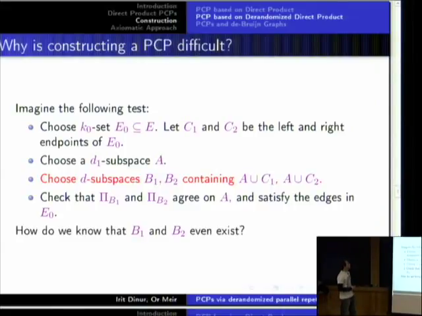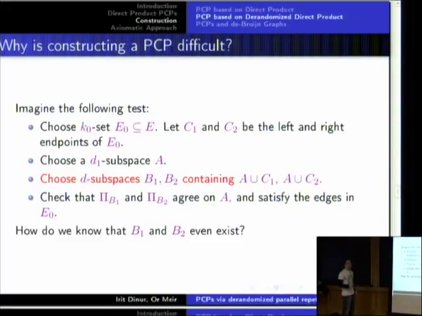Okay, so how do we overcome this problem? Then we have two steps now. First, I will show that if the original graph has some nice linear structure, then we will be able to choose the set of edges and the sets of endpoints in a way that they will be linear spaces, and therefore the test will just go through.